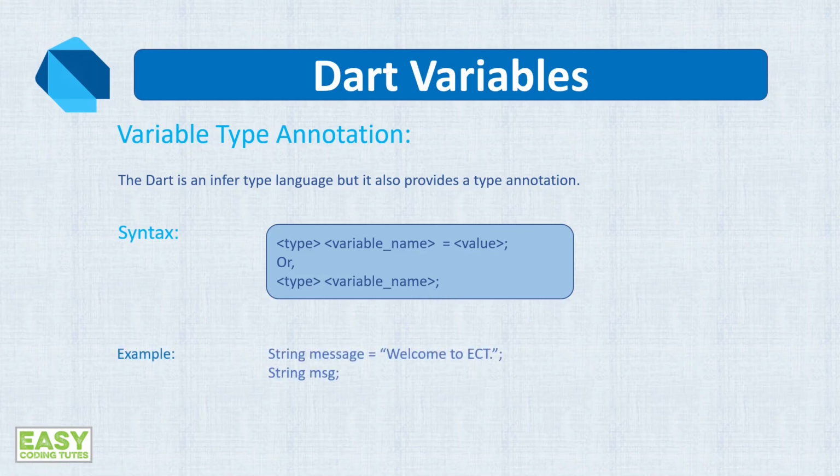Let's have an example. Here we have string message equal to welcome to ECT, and here we are directly declaring only, not assigning a value, string msg. In these examples we have declared a variable named message which will store string data, and the variable msg which will store only string type of data. This is type annotation because we have declared the type as string here, so we can store a string type of value only in this message, otherwise we will get a compile time error.